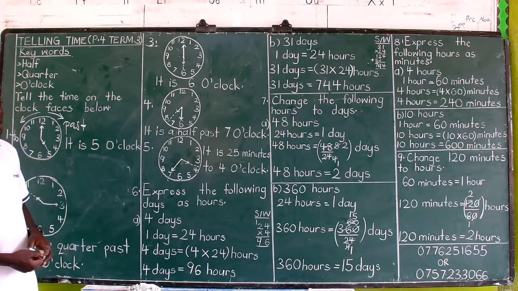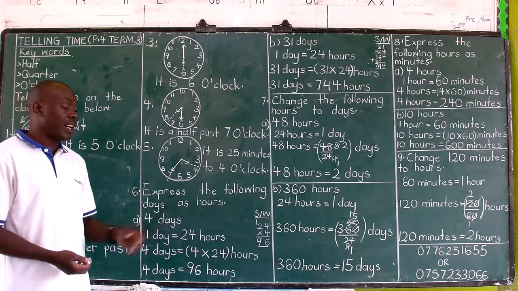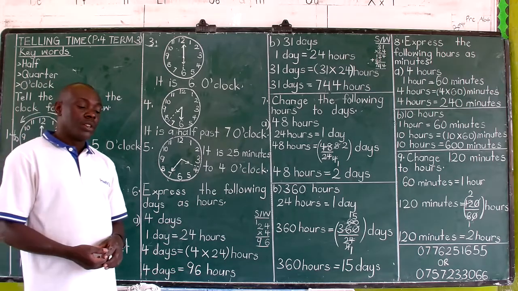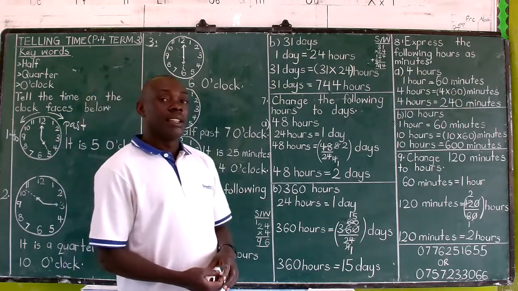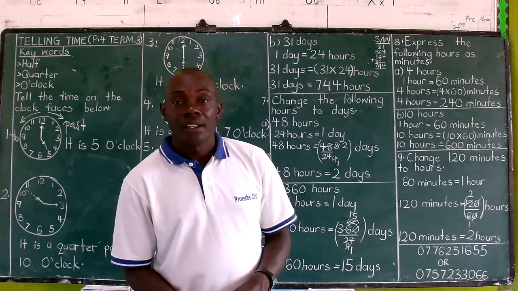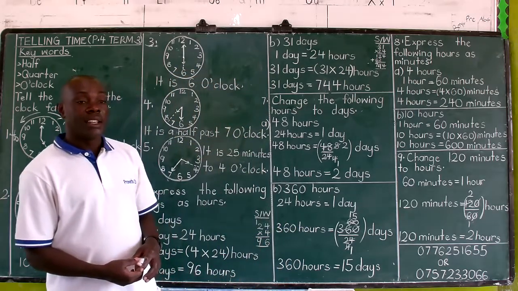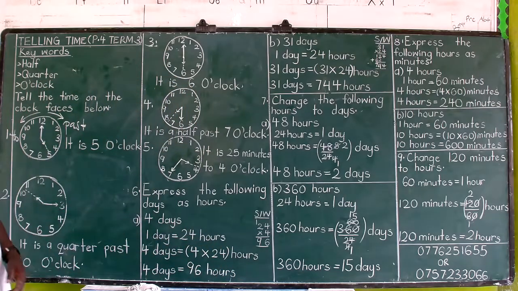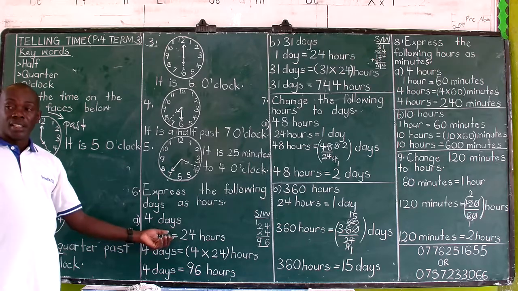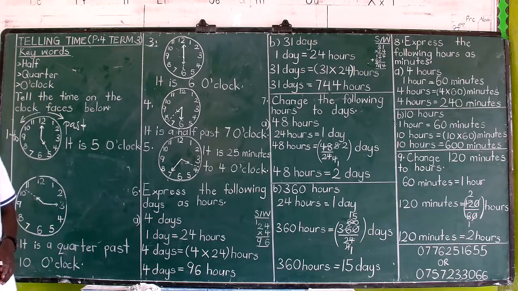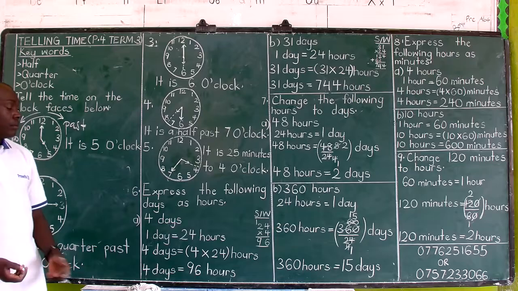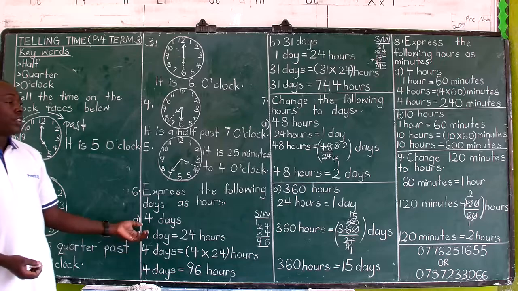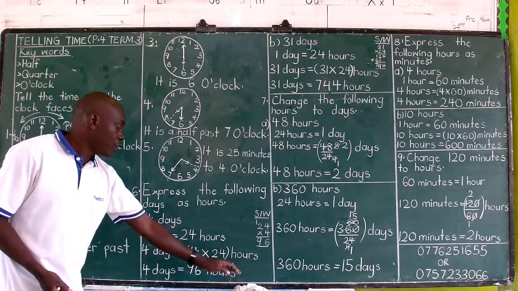So as we look at example number 6 today, express the following days as hours. You must then know the number of hours that make a day. A day consists of 24 hours. Now, express 4 days to hours. You say 1 day is equivalent to 24 hours. No one will tell you such. You come with this knowledge, which you're going to apply on paper. From today, you get to know that 1 day is of 24 hours.